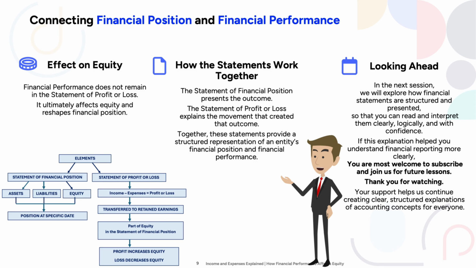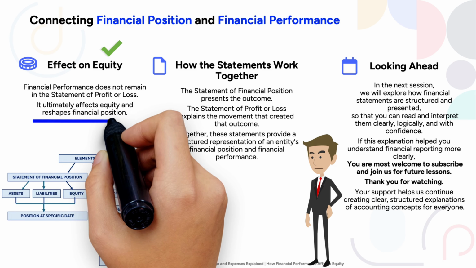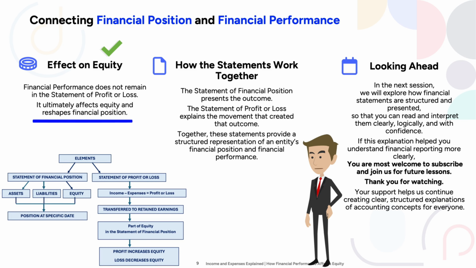So what does all of this mean? Financial performance does not remain in the statement of profit or loss. It ultimately affects equity and reshapes financial position. The statement of financial position presents the outcome. The statement of profit or loss explains the movement that created that outcome. Together, these statements provide a structured representation of an entity's financial position and financial performance.